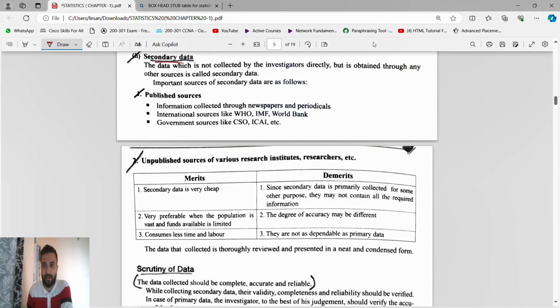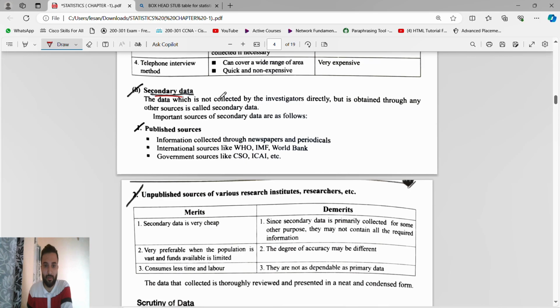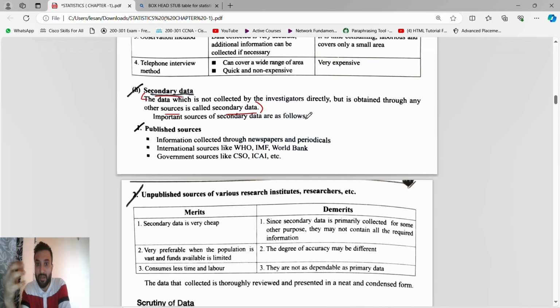Now next is secondary data. Secondary data means the data which is not collected by the investigator directly but is obtained through other sources. So you are not collecting it directly, you are taking the help of another source. Like nowadays when you get an assignment or project work, you take help from your friend, who has taken help from another friend. You are not obtaining it the very first time. You will go to Google, read a book, or read a newspaper.